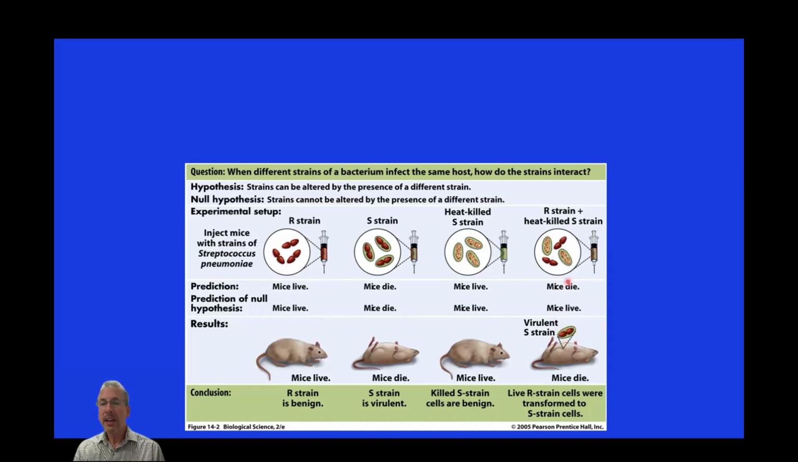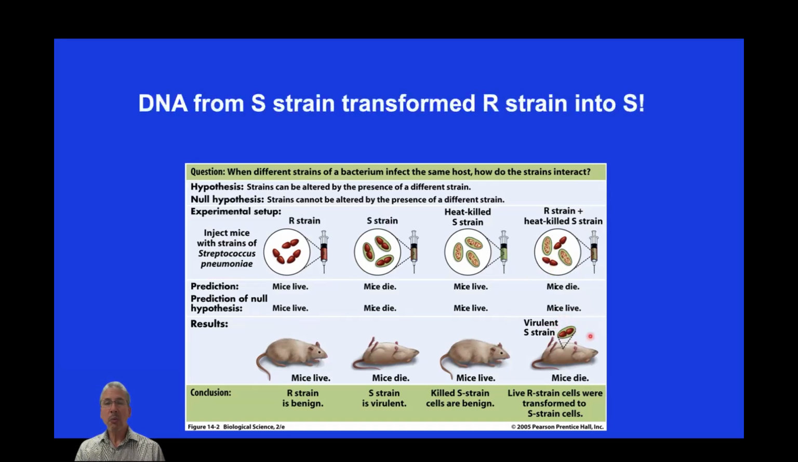Where did that come from? After all, we didn't inject the mice with that, but it turns out there was some molecule present in these boiled smooth cells that made its way into the living rough cells and therefore transformed them into the smooth strain. So what was it that caused that transformation? Well, of course, we now know that it was DNA. It was some genes that code for that outer capsule. But Griffith had no idea. Others didn't know either. But there was something, some genetic material, that could transform those bacterial cells.